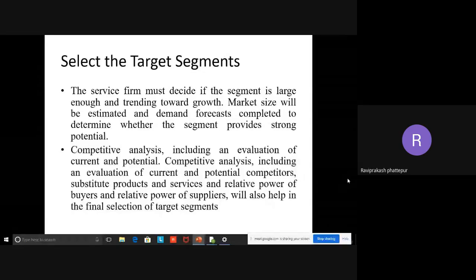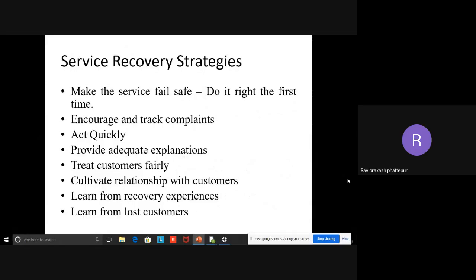Okay, next moving to service recovery strategies. So what are these? When things go wrong in service delivery, what you have to do, how to get back the customers, that is what is called recovery strategy.